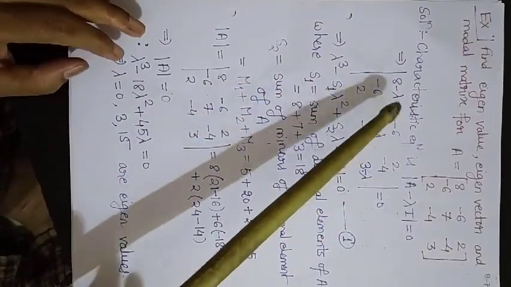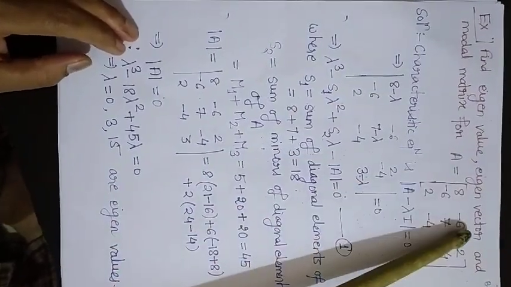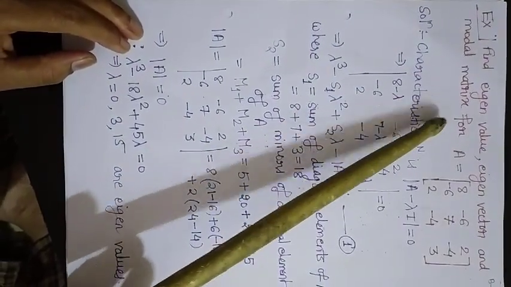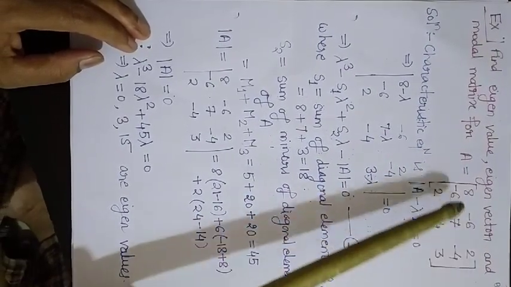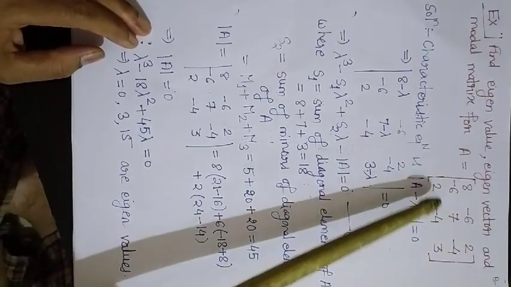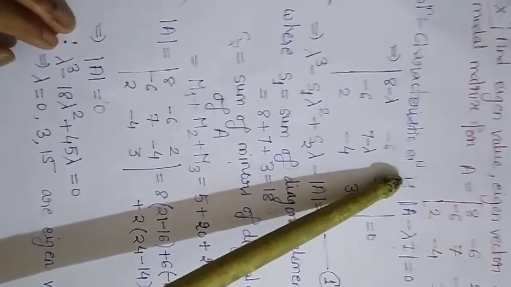Hello everyone. In this video lecture, we shall find out how to find eigenvalues and eigenvectors as well as the modal matrix for a 3 by 3 matrix. A is equal to [8, -6, 2; -6, 7, -4; 2, -4, 3]. So we'll start with the characteristic equation.